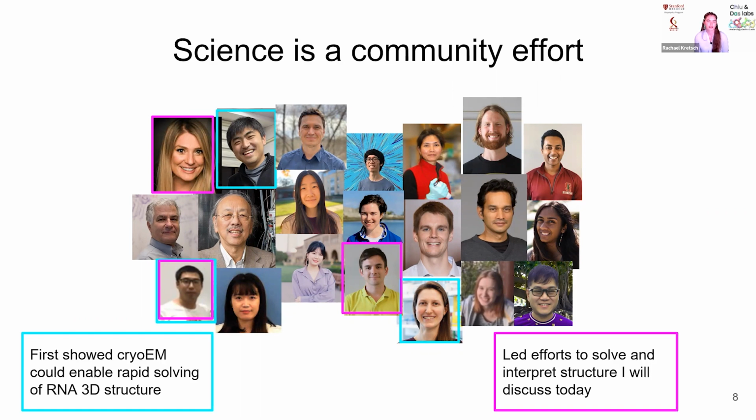So in blue, we have Kaiming, Xiaoming, and Callie. And they were the three that led the original effort to show that Cryo-EM, this technique I'm going to be talking about, can be used to solve the shape of a variety of different RNAs. And then in pink, we have Vanya, Kaiming, and Rachael, who led the effort to study the RNA that I'm going to be talking about as an example today, that is from the SARS-CoV-2 virus, the virus that causes the current COVID-19 pandemic.